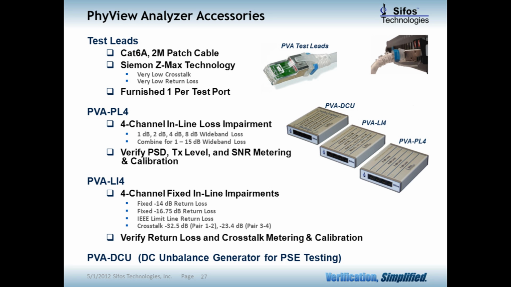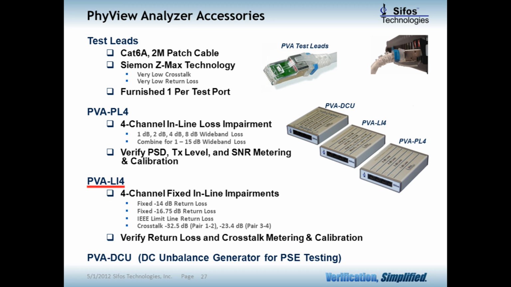SIFOS offers several optional components with the PhyView Analyzer. The PVA PL4 is a 4-channel wideband loss unit offering 4-channel losses of 1 dB, 2 dB, 4 dB, and 8 dB. This unit can be used as a metrology verification tool since it can produce fixed wideband losses between 1 and 15 dB. Wideband power, PSD, and SNR metering can be assessed with these channels.